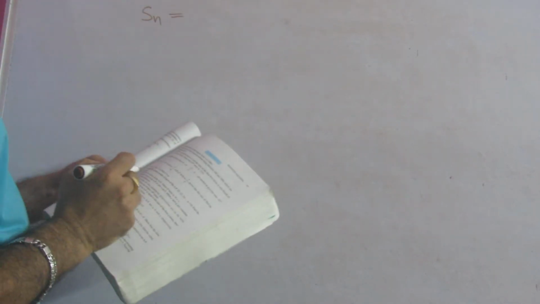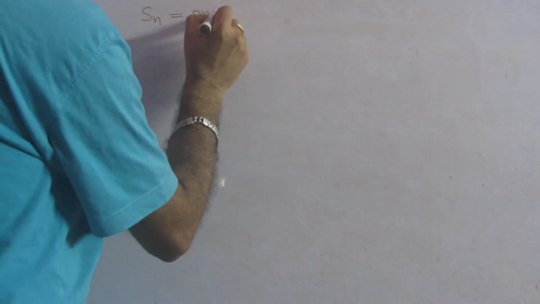This question is question number 8. The question is, if the sum of n terms of an AP is Pn plus Qn square, where P and Q are constants, find the common difference. So what they are telling us is that the sum of n terms, Sn, equals Pn plus Qn square. Okay, now let us understand AP.